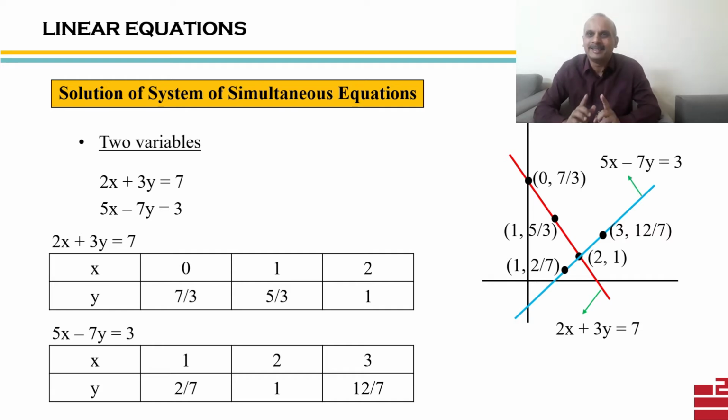These two straight lines intersect at the point (2, 1), which we have already seen is the solution of the system of simultaneous equations given over here. It means the solution is nothing but the intersection of the two straight lines. Such two lines are known as intersecting lines.